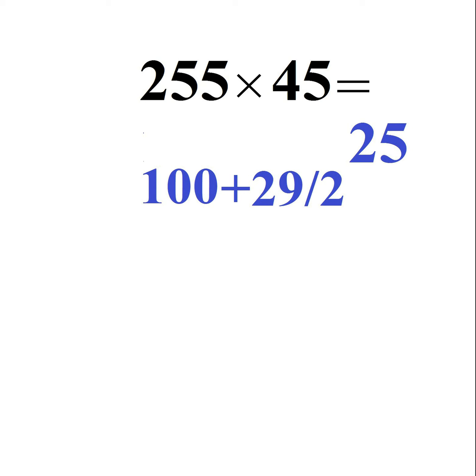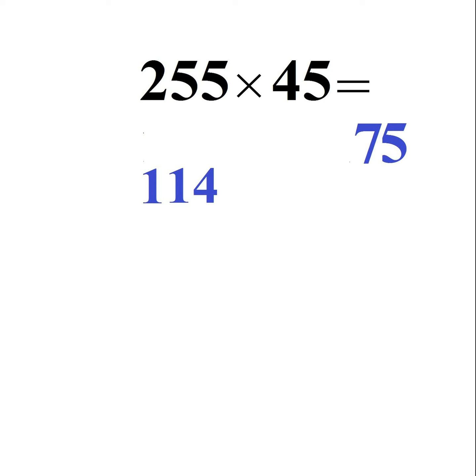So what should we do? Here, instead of dividing 29 by 2, we divide 28 by 2. So 28 by 2 equals 14, plus 100 would be 114. But we also changed the 25 into 75. And finally, we write 114 before 75 and we're done. That's it. So this is the method for when the average is not an integer.